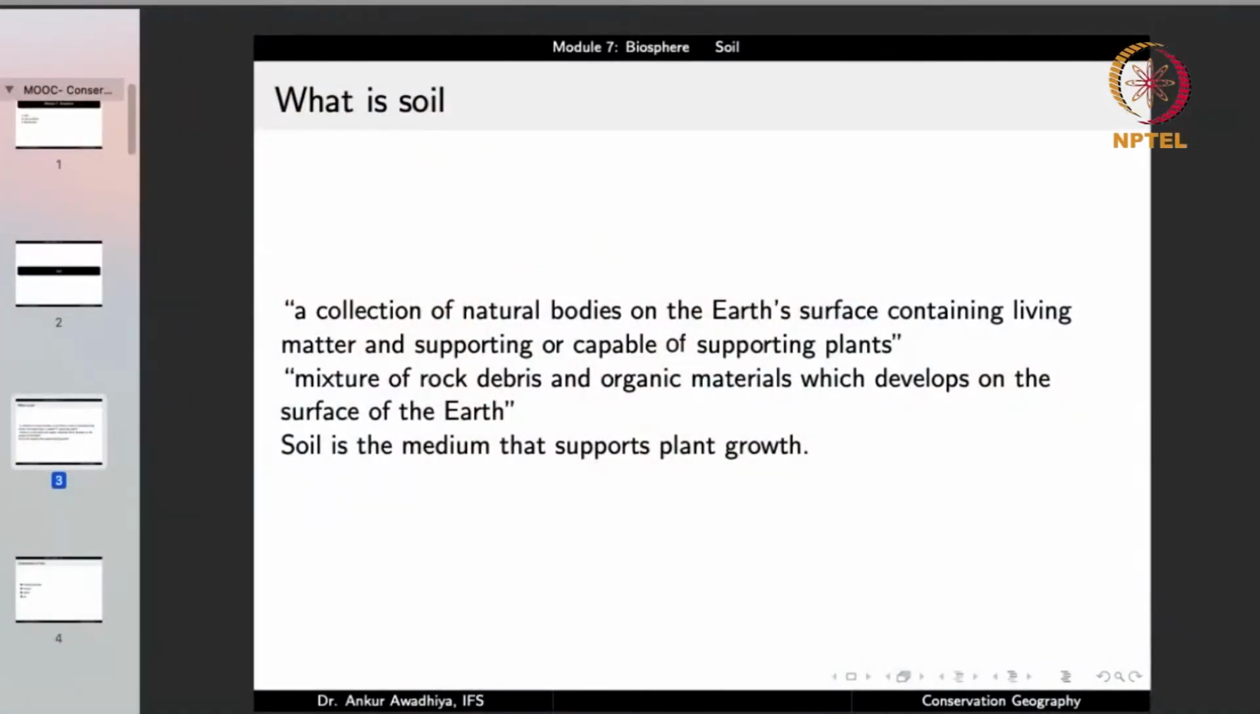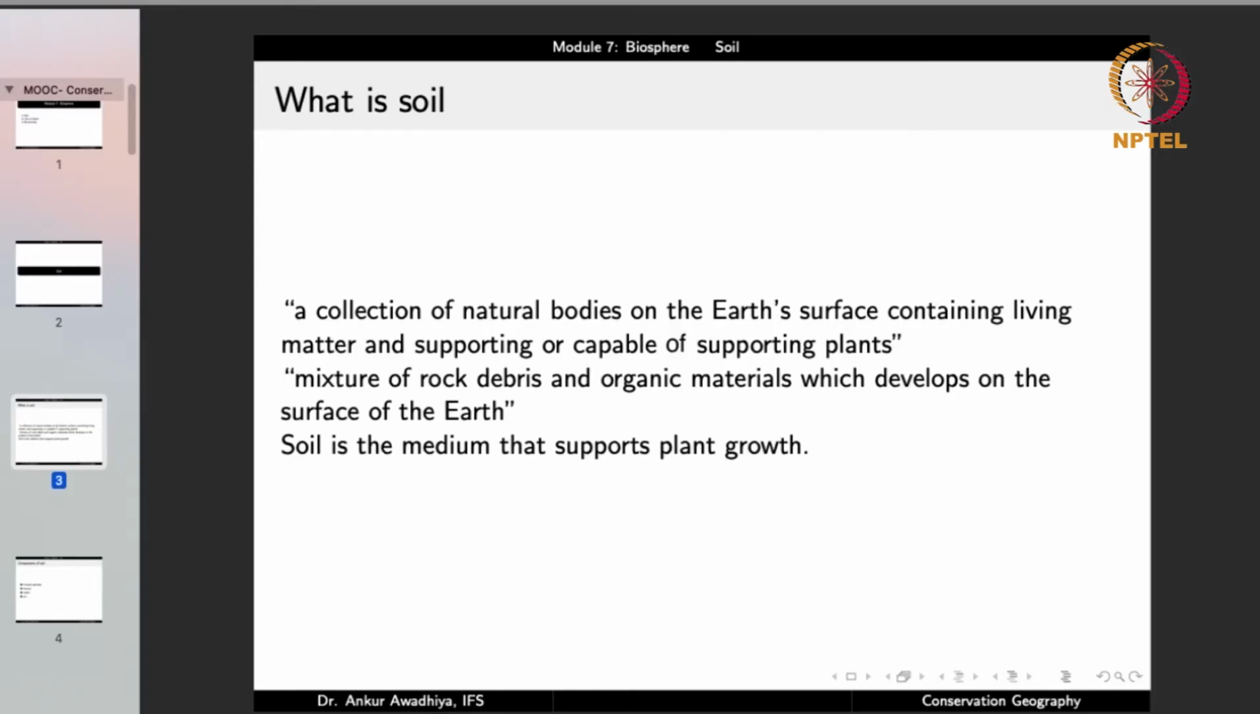Which means that if you consider a forest, and after a severe forest fire, all the living organisms in that area, including the plants, are dead. Now, if that happens, do we still call that area soil? The answer is yes. Because even though there are no plants and animals on that area currently, this area is still capable of supporting plants. And so we'll say that this area still has soil that is left after the forest fire. So soil is a collection of natural bodies on the earth's surface containing living matter and supporting or capable of supporting plants.